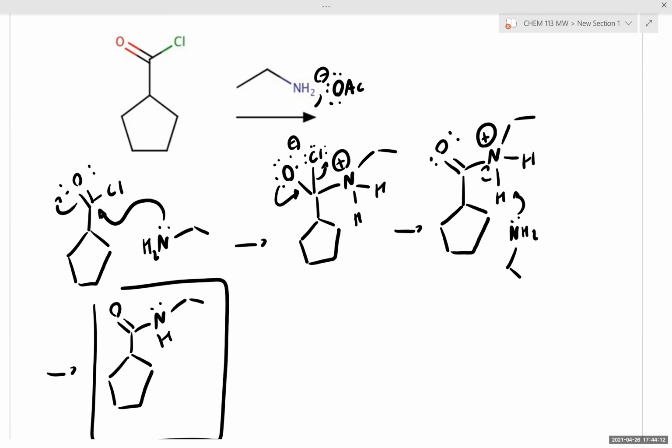So looking at this mechanism, we've been able to identify that often a basic additive, at least one equivalent, is needed to fully scavenge the acid generated over the course of this reaction. Does this mechanism make sense to everyone?